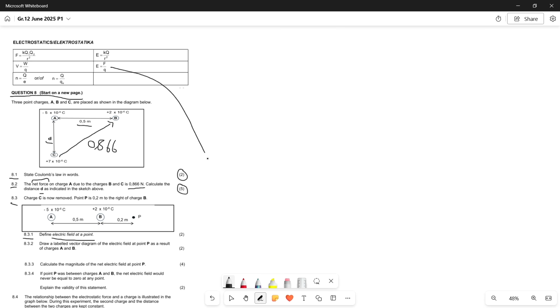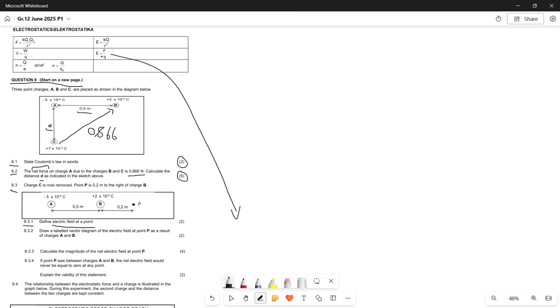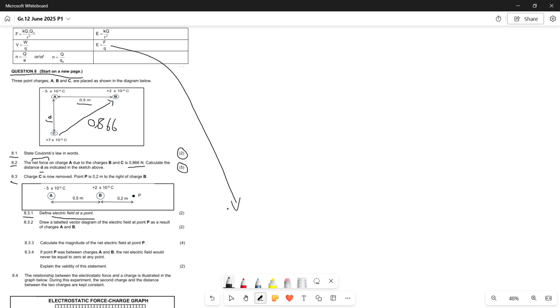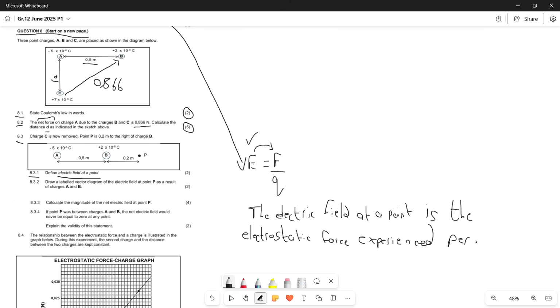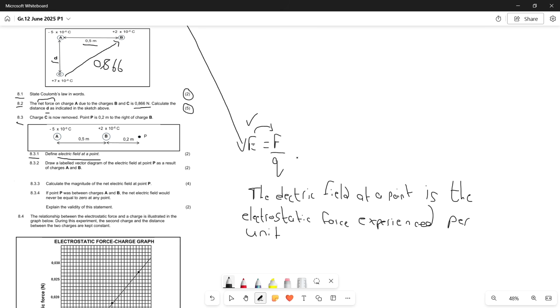So electric field at a point, the definition works with this formula over here. So I'm just going to rewrite it for us. It starts off with the words that they give us for the definition. So we have the electric field at a point is the electrostatic force, the F over there, experienced per unit. So per means divide, positive charge placed at that point. Cool. And the fact that it is a positive charge, so charge is our Q over here.